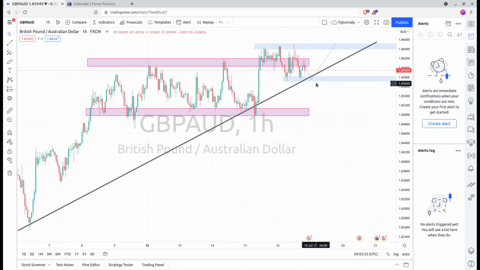Okay, because keep in mind there's a support area that can be tested and there's also a resistance area that's going to be tested. But we're going to go through both scenarios, and where we should be looking at getting into the market with both scenarios. So I'm starting off with the support level scenario.